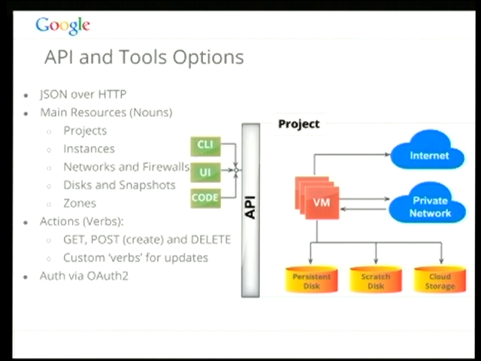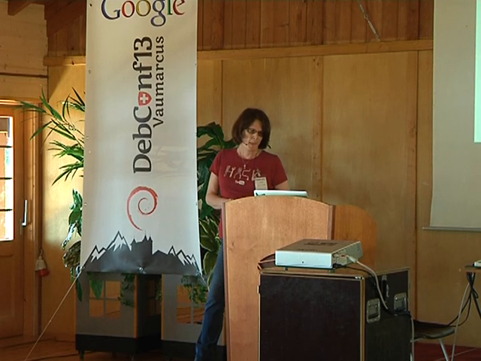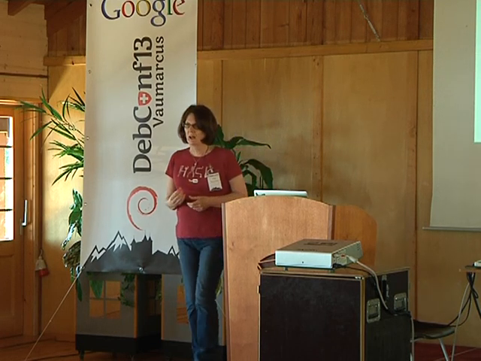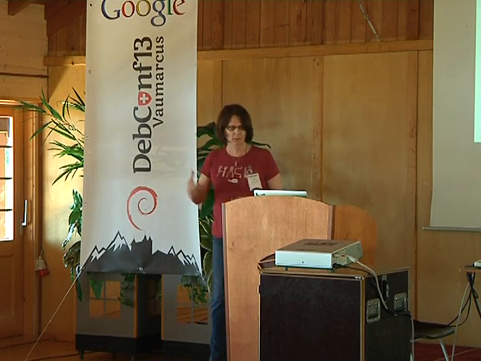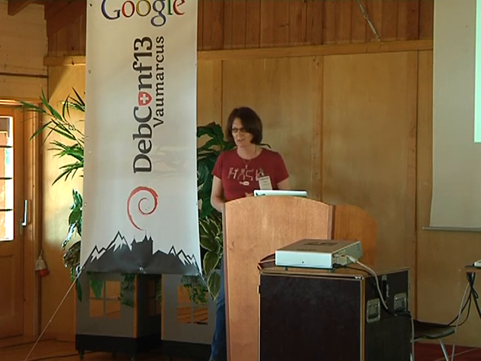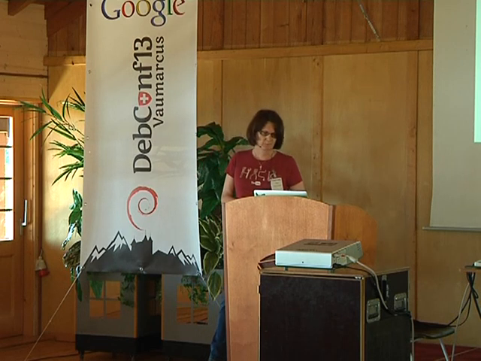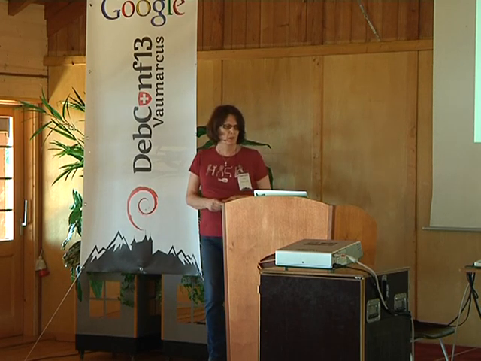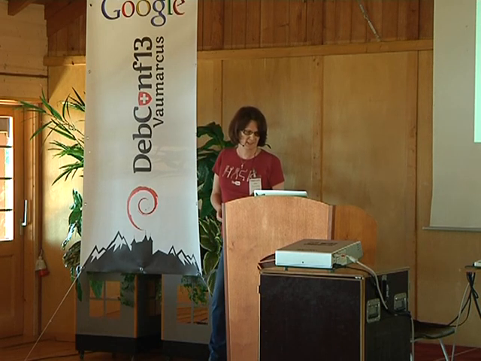The main resources, the nouns, are the compute resources that we mentioned so far: projects, instances, networks, firewalls, disks, snapshots, and so on. The actions, the verbs, are standard HTTP verbs. Get, post, post is used for create, delete, and we have custom verbs for updates. And really a combination of put and post for different functions. All of the authentication for the API is done via OAuth2, but we also have service accounts, which I'll mention later.